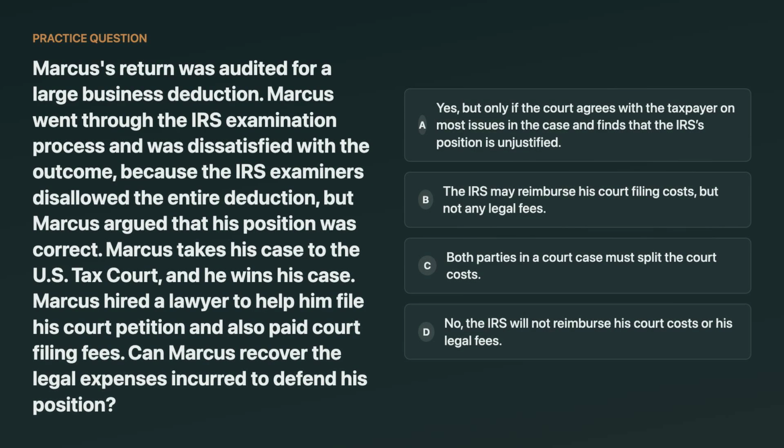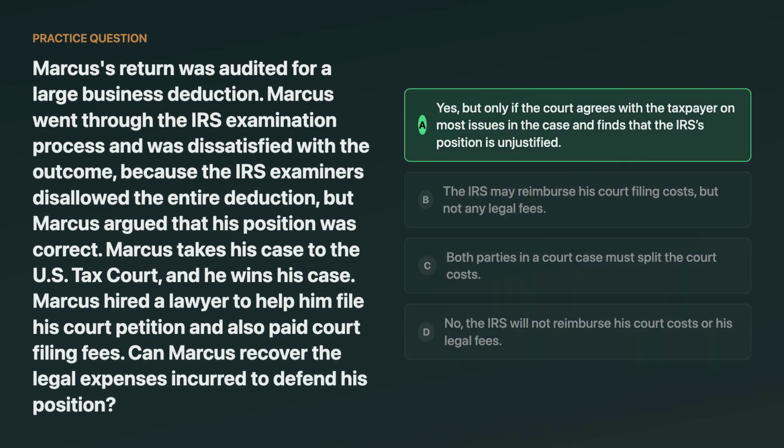Marcus was audited and the IRS disallowed a large business deduction. He disagreed, went to U.S. Tax Court, and he won. He paid a lawyer to file the petition and also paid court filing fees. Can Marcus recover the legal expenses he incurred to defend his position? Options include yes under certain conditions, only filing fees, splitting costs, or no reimbursement at all. Think about it.